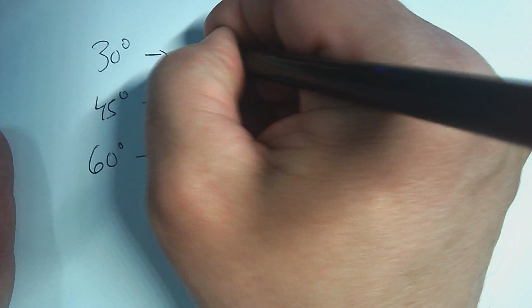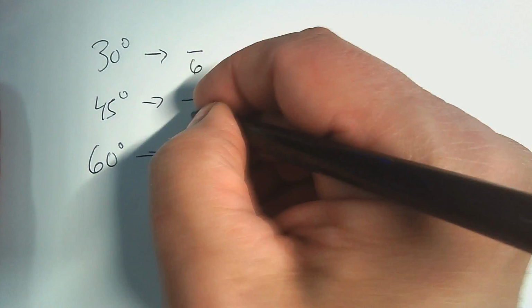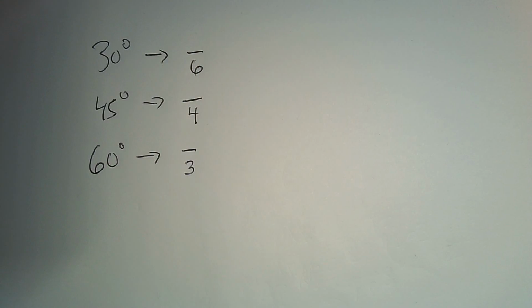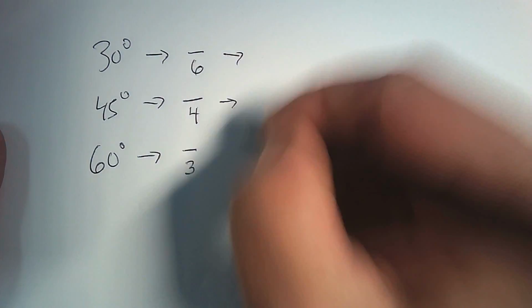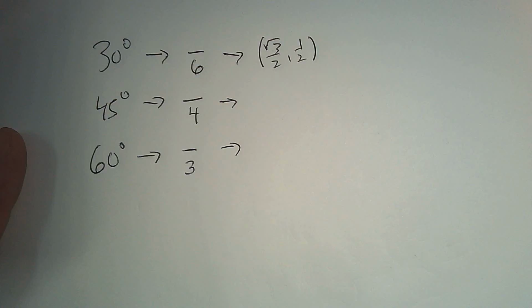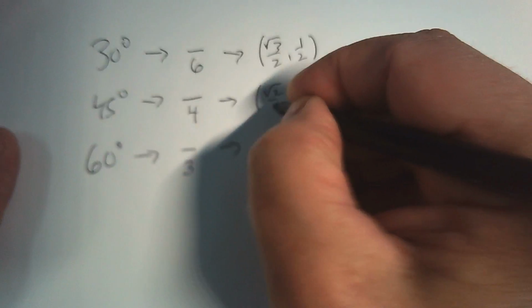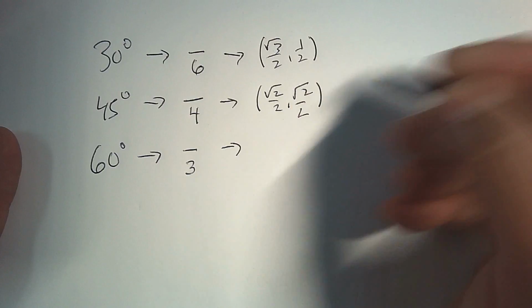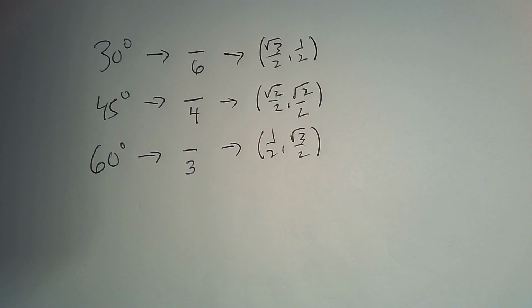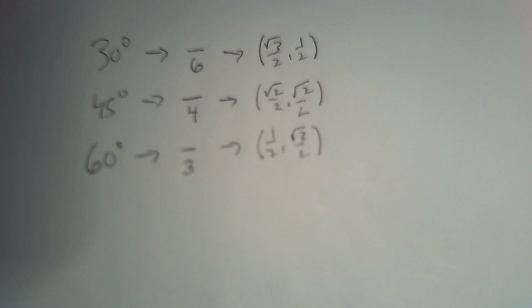30 degrees, 45 degrees, and 60 degrees. I know that in radians, that would mean the denominator is 6, the denominator is 4, or the denominator is 3. I know the points on the unit circle that go with them. So that's root 3 over 2 and 1/2. That is root 2 over 2, root 2 over 2. And that's 1/2 and root 3 over 2. And it's been a couple weeks, right, looking at this. So I know it's easy to forget.